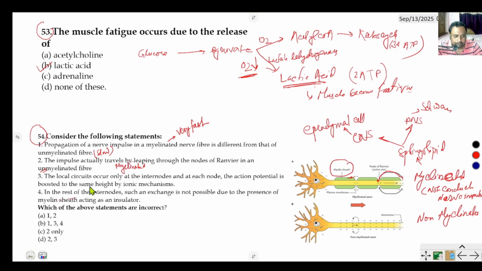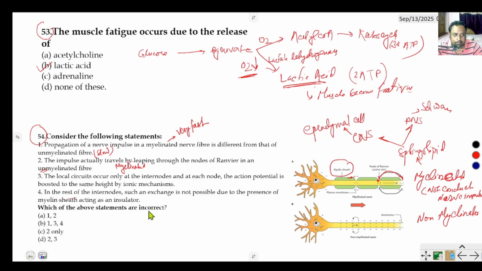nerve fiber. The local circuits occur only at the internode, and at each node the action potential is boosted to the same height by ionic mechanism. This nerve impulse is transferred from one node of Ranvier to the next node of Ranvier. So this is the correct option. In the rest of the internodes, such extent is not possible due to the presence of myelin sheath acting as an insulator. Not the correct option.